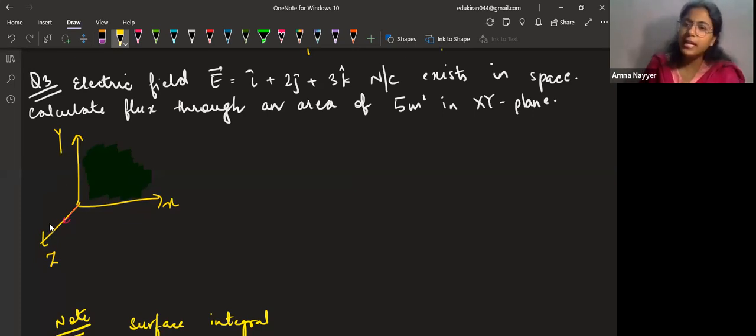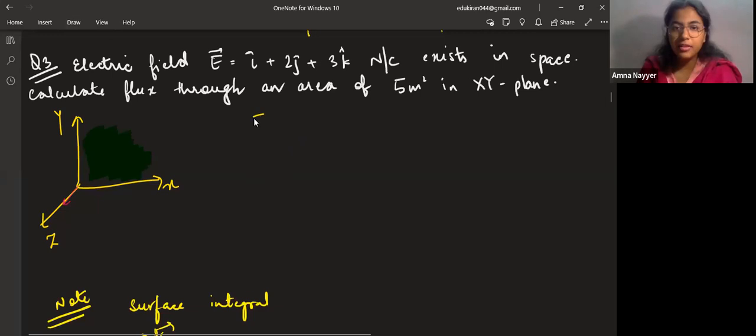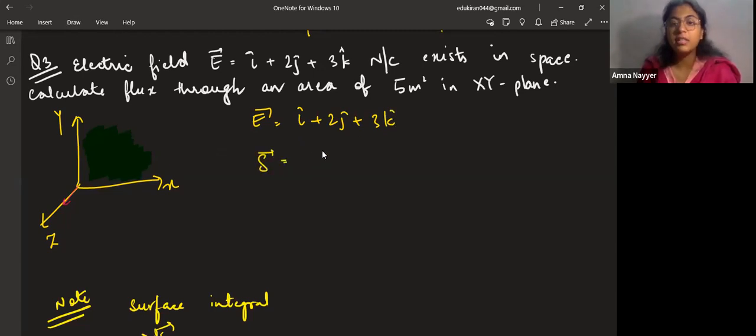If it is the YZ plane given, perpendicular to this plane would be the X axis, so you'll be using I cap. Since X and Y are given to you, what will you be using? You will be using the Z axis, that is K cap. So the electric field will be I cap plus 2J cap plus 3K cap, and the surface area will be 5K cap.